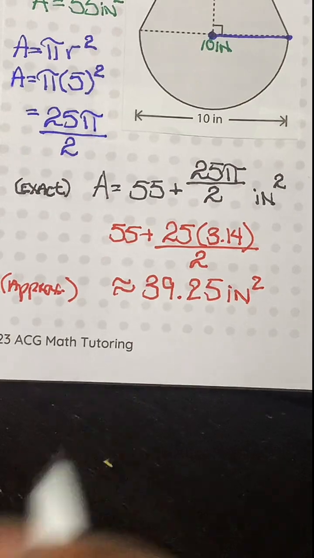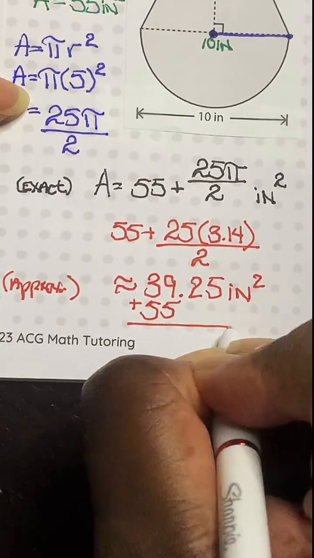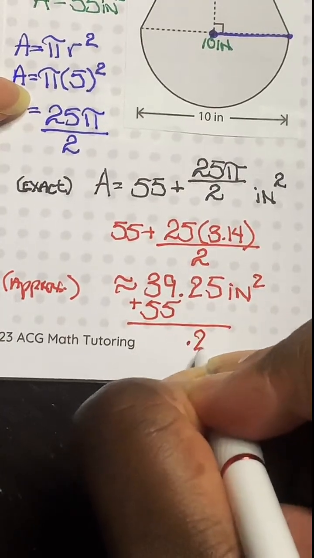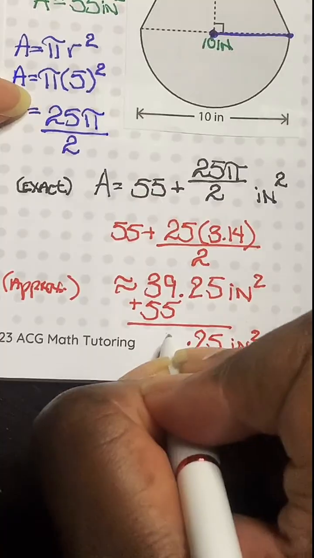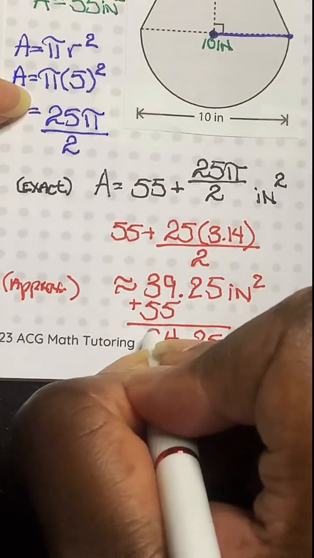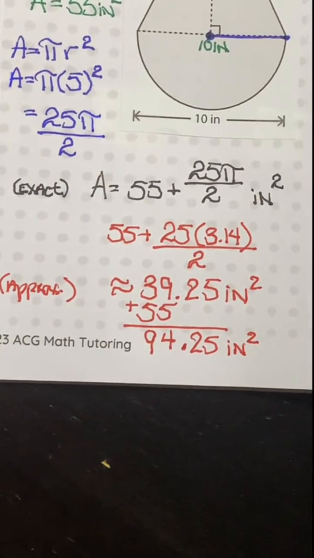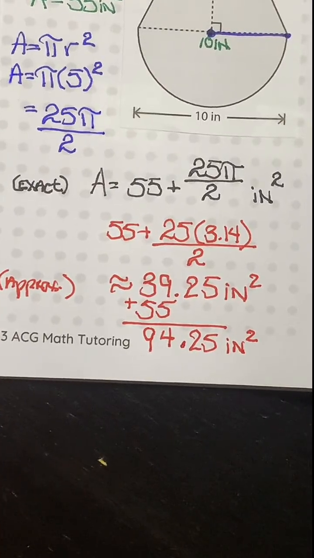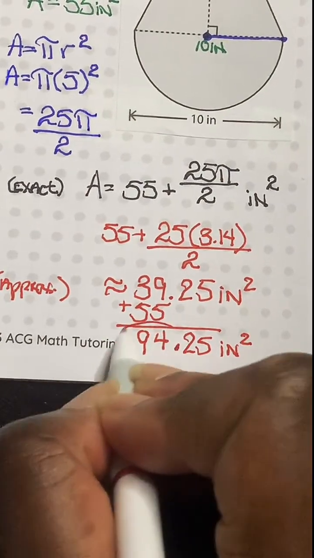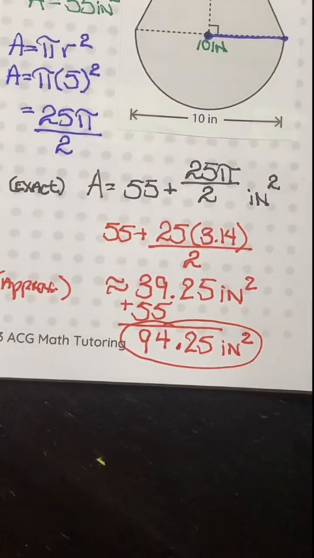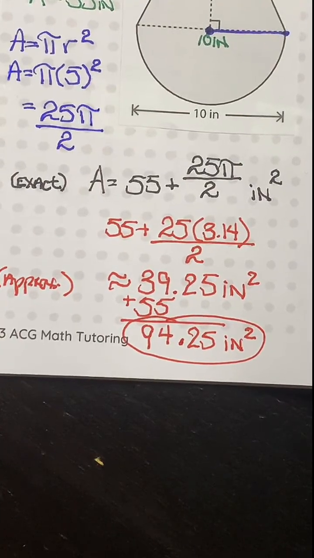Oh, yeah. Forgot about the 55, didn't I? Plus, thank you. I was like, that seems weird. All right, so bring down the 0.25. Bring down my inches squared. That gives me my 14. Carry the 1, so it's 94.25. Thank you. Yep, 94.25. That's my official answer for the approximate. Whew. I know, that was exhausting.